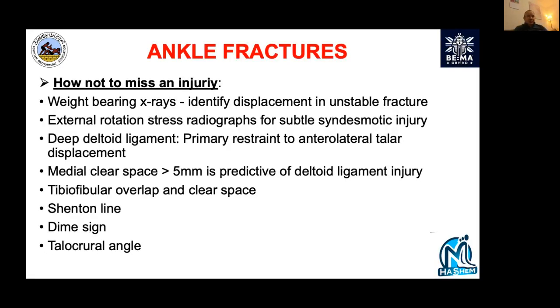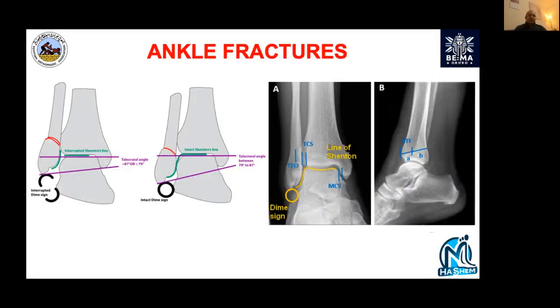Remember that we diagnose the syndesmosis in a proper Mortise view by measuring the tibiofibular overlap and the clear space. And I'll show you this in a minute on the X-ray. We have to look into the Shenton line, we have to look into the dime sign, and we have to look into the talocrural angle. And all of them is here.